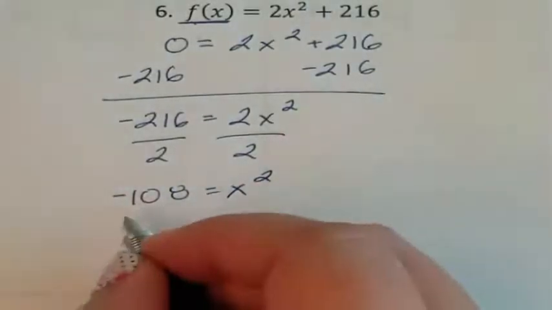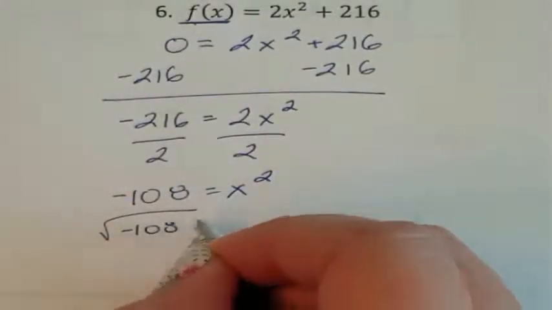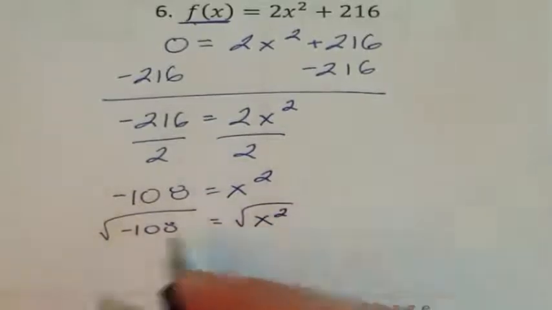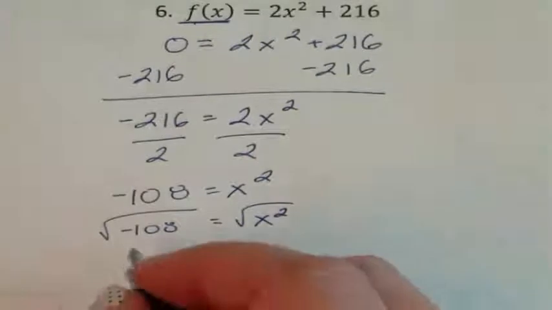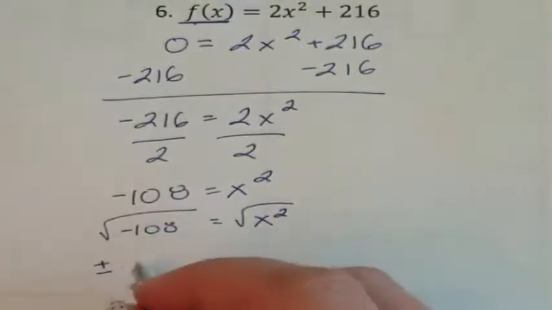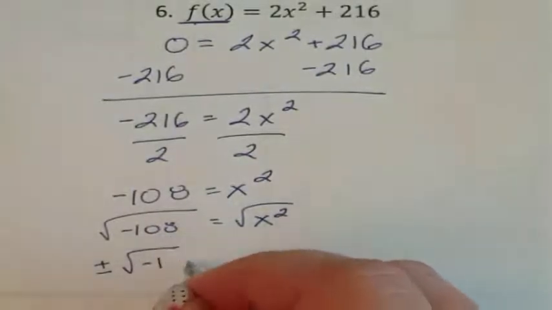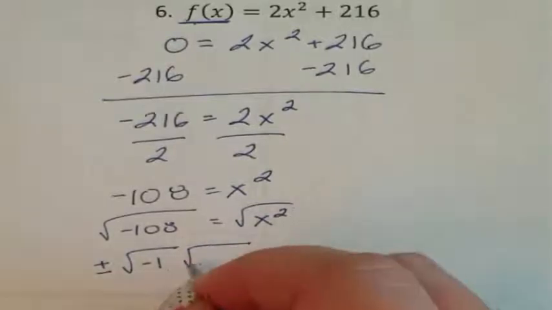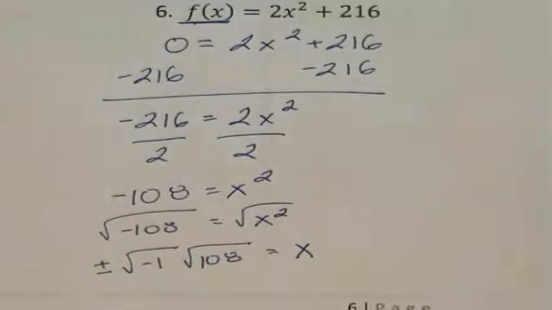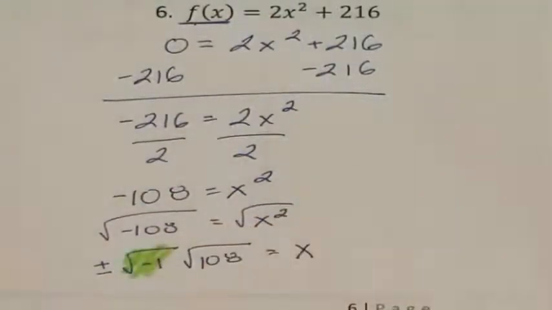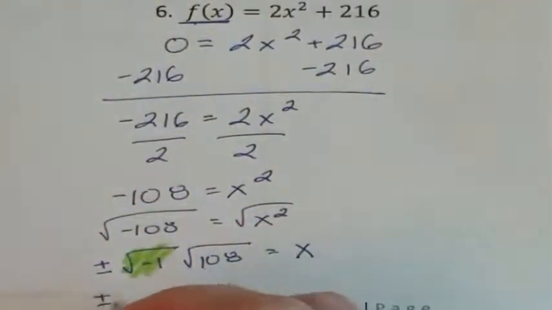I need to get the x by itself. So we need to take the square root of both sides. I chose to take the square root. If you choose to take the square root, then I need the plus or minus. I need to separate the negative 1 from the square root of 108, equaling the square root of x squared is x. The square root of negative 1 simplifies to i, so I have plus or minus i.